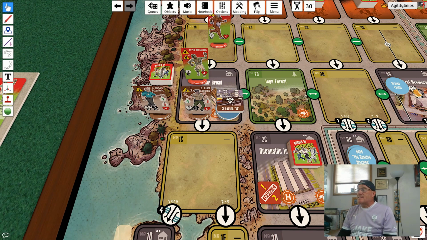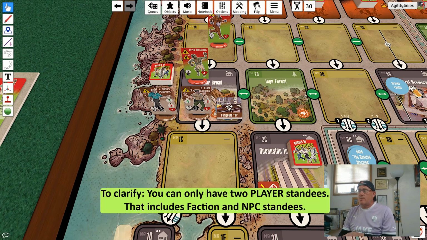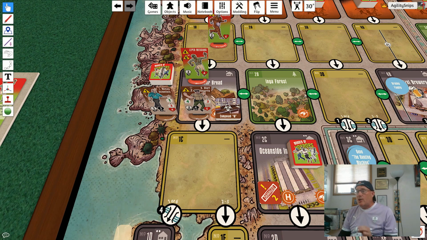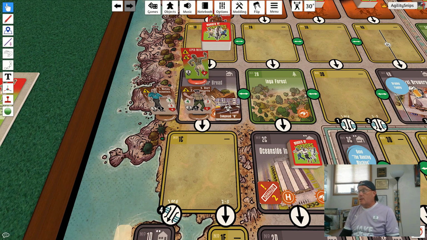Now, if there's an excess of player units, let's say that the compound was here, because if you remember, you can have only 2 faction standees in a space, but the compound doesn't count against that limit. If I have an excess of player units in the space, then I choose which of my player units are going to match up, but the extra one or ones don't participate. So in this case, for example, I would probably say I'm going to match Kevin Blart up against the Leper Messiahs. I'm going to match Compound W up against this Murder of Horror stack, and Dr. McCoy is not going to participate.